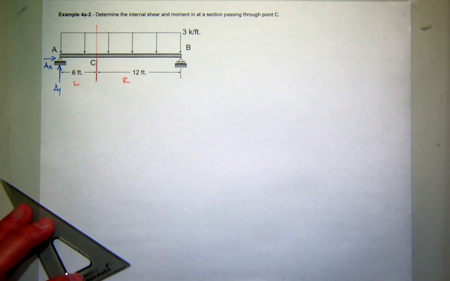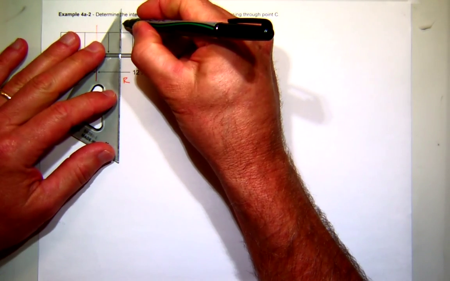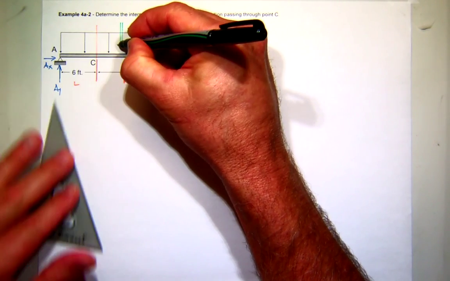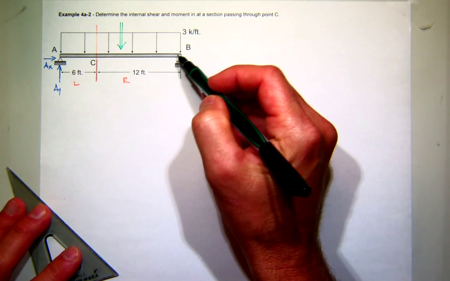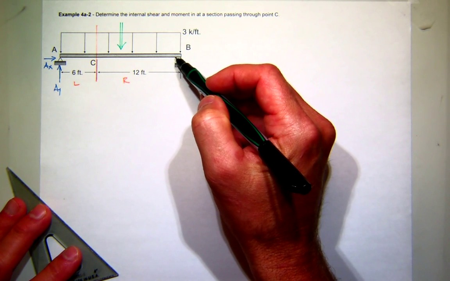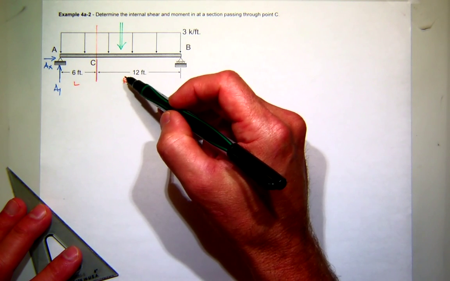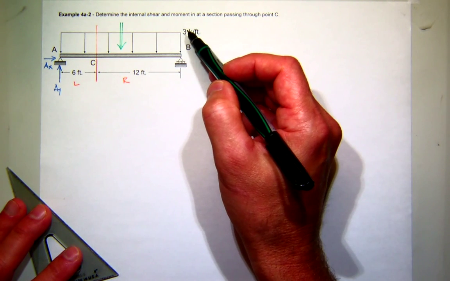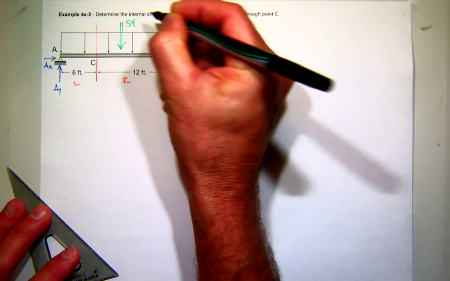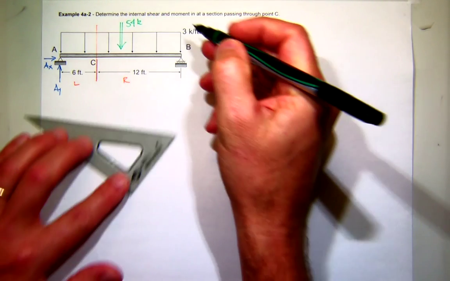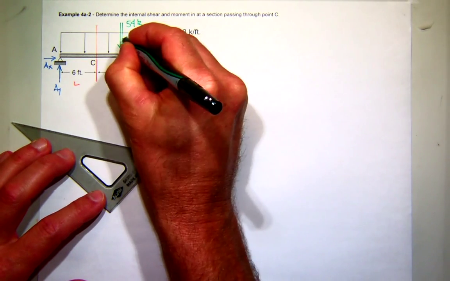Now, for ease of finding the reactions, I'm going to take the distributed load and find a concentrated equivalent. The concentrated equivalent force is the area under the loading curve. The loading curve is a rectangle, so it's just base times height. The base is 18 times the height of 3, what is that, 54? So that's 54 kips. It would be right in the middle, and the centroid of a rectangle is right in the middle, so that would be 9 feet.